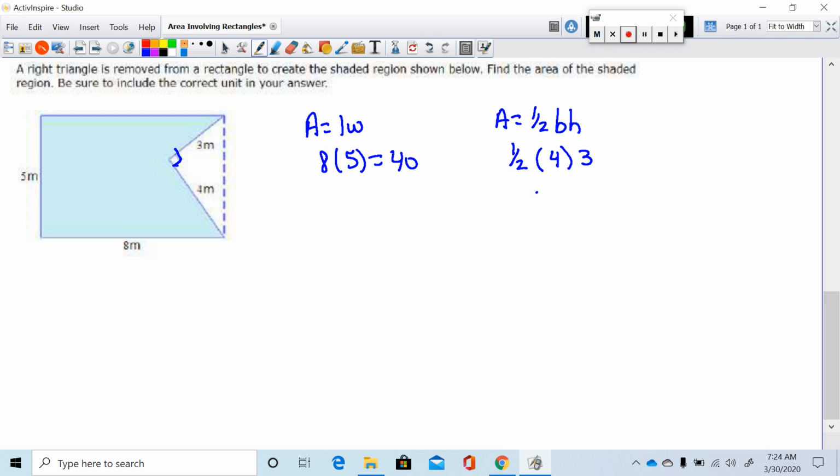So half of 4 is 2. 2 times 3 is 6. They took out the triangle, so you're going to take that 6 out. So 40 minus 6 is 34 meters squared.